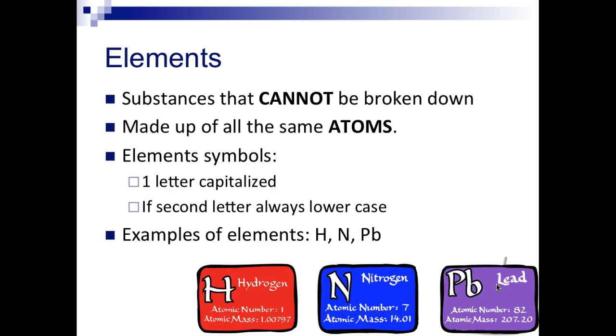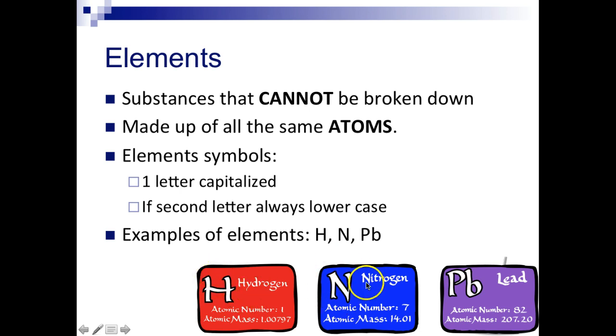Elements are substances that cannot be broken down. They are made up of all of the same atoms. Elements, we're going to recognize them in this class because of their symbols. They always have one capital letter, and the second letter is lowercase if they have a second letter. So for example, hydrogen, nitrogen, and lead. The elemental symbol for hydrogen is just an H.